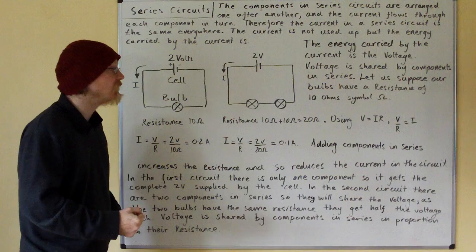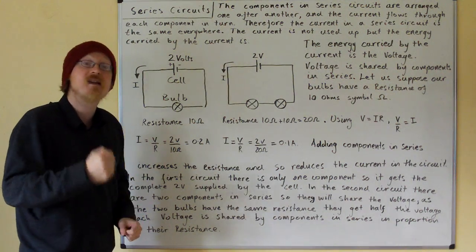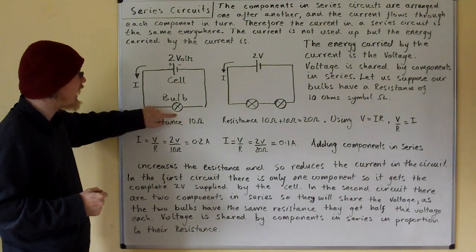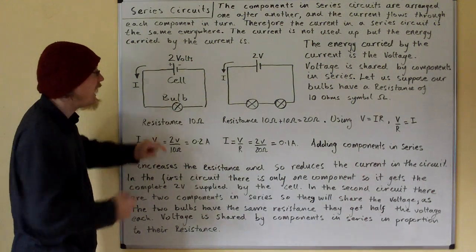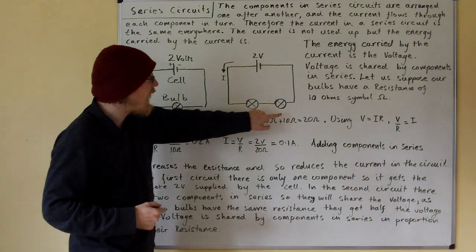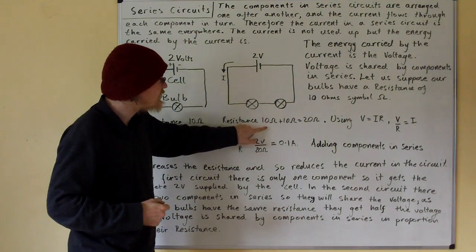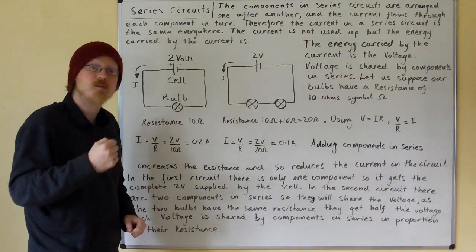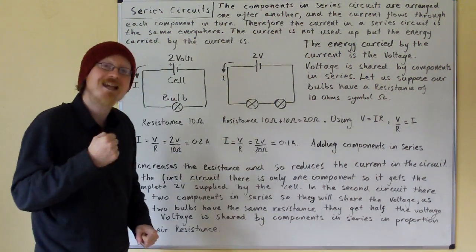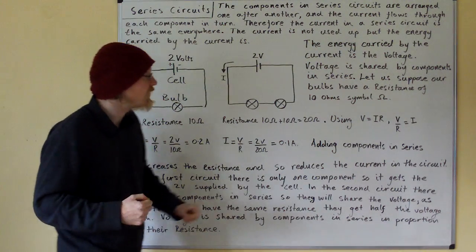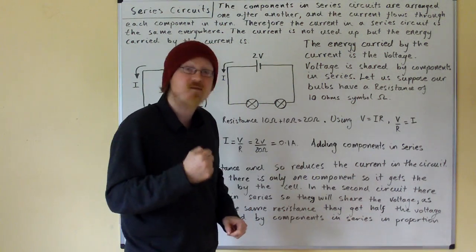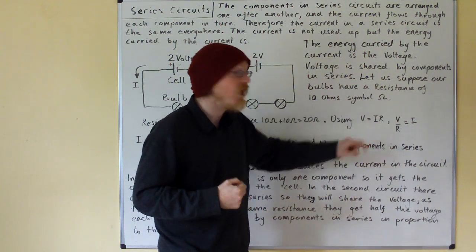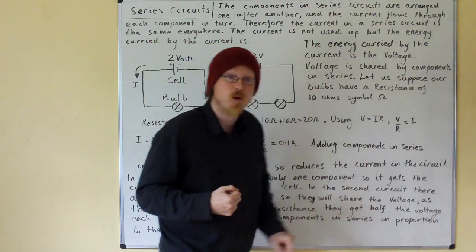Let us suppose our bulbs have a resistance of 10 ohms, symbol Ω. Now, the resistance of this circuit is 10 ohms because there's a 10 ohm resistance, which is this bulb. Here we've got one 10 ohm bulb and another 10 ohm bulb, so that's 10 ohms plus 10 ohms equals 20 ohms. Now, we can use Ohm's law, V equals IR, to calculate the current in these 2 circuits. We rearrange V equals IR by dividing both sides by resistance, so we get V over R equals IR over R, the R's cancel, and we get current, which is what we want.